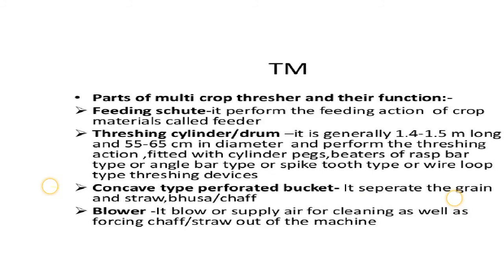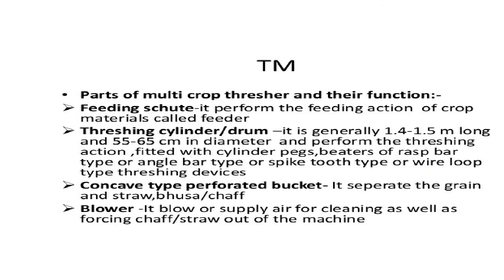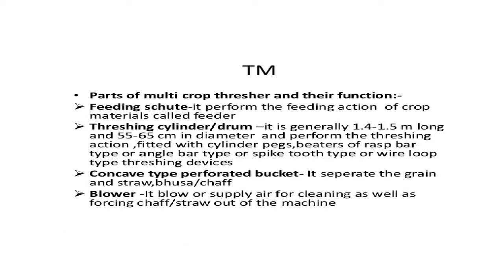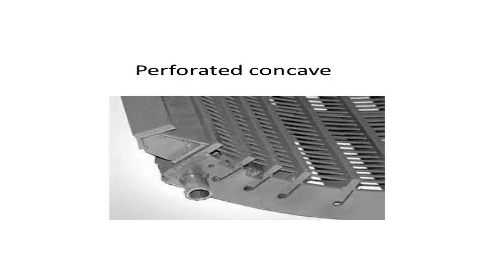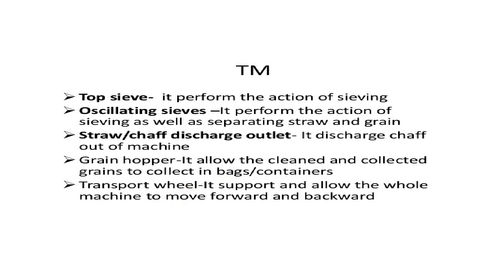For threshing action, cylinder pegs or beaters of the rasp bar type, angle bar type, spike tooth type or wire loop type are used, and the perforated concave separates the grains and straw. Then a blower is provided to supply air for cleaning as well as forcing the chaff and straw out of the machine. This is the thresher. This is the perforated concave. This is again the top sieve, then the oscillating sieves, then the straw or chaff discharge outlet.